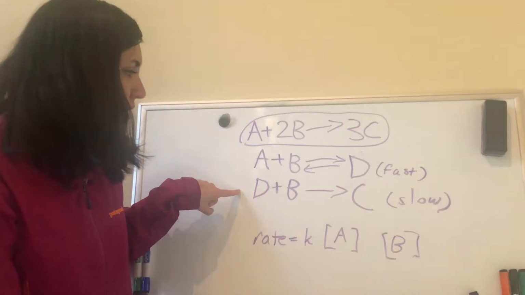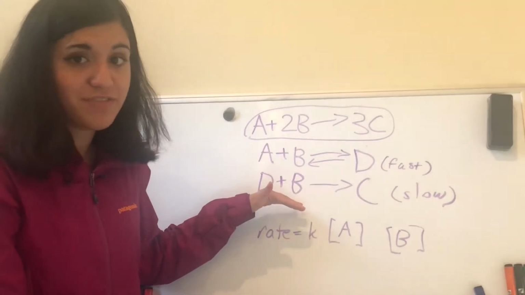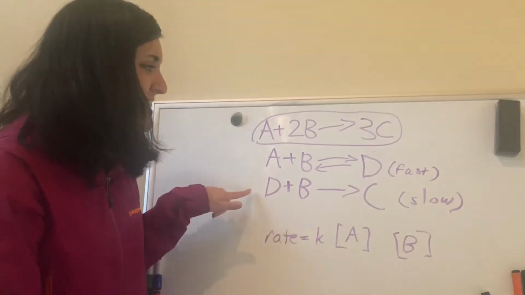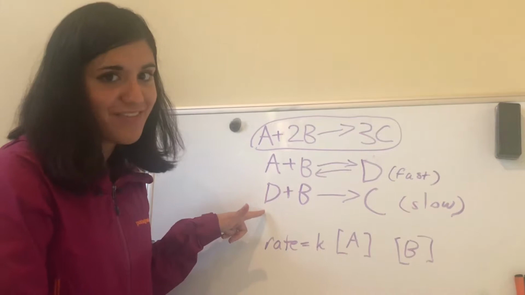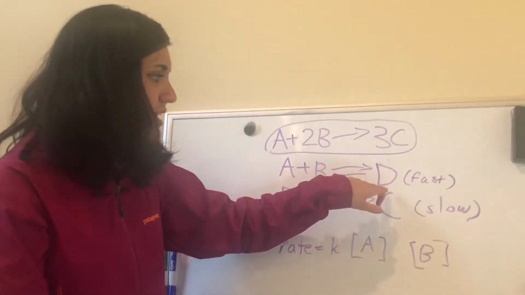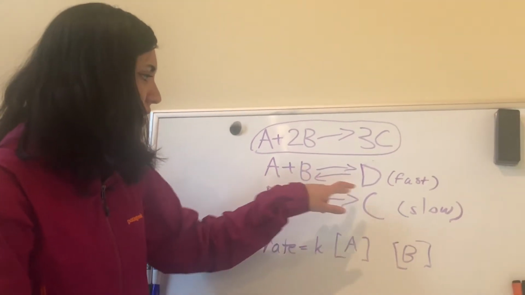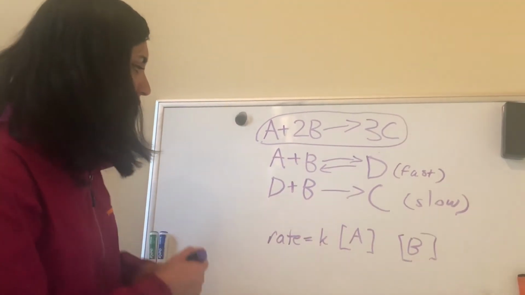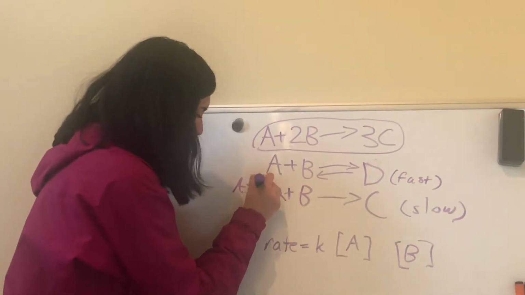Since the slowest step is the second step, we know that the coefficients of this step will help us to find the rate law. But because D is an intermediate and not a reactant, we can't have that in the final rate law. Since this fast step is in equilibrium, some of D is always going to be converted to A plus B. So we can replace D over here with A plus B. So the reaction essentially over here is A plus B plus B.